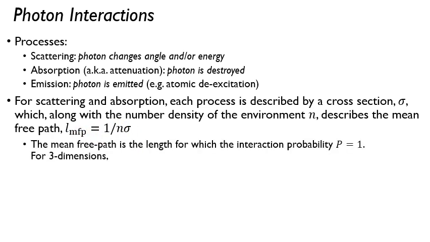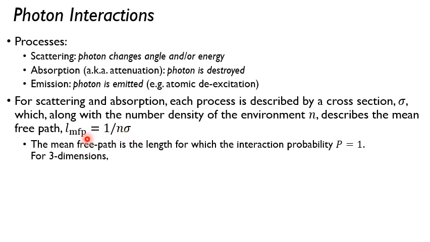So the mean free path is just the length for which the interaction probability is 1. So when a photon travels one mean free path, then you would have expected it to have interacted, given a particular number density and cross-section for the interactions in that environment.